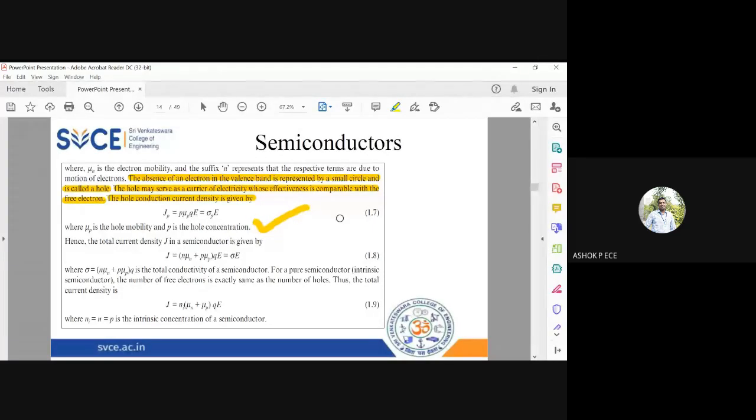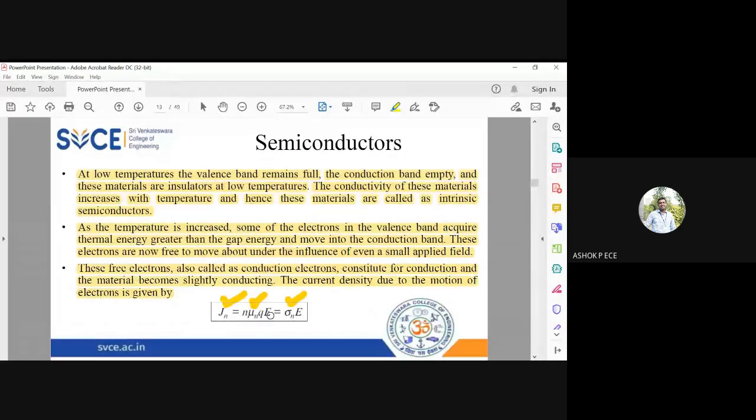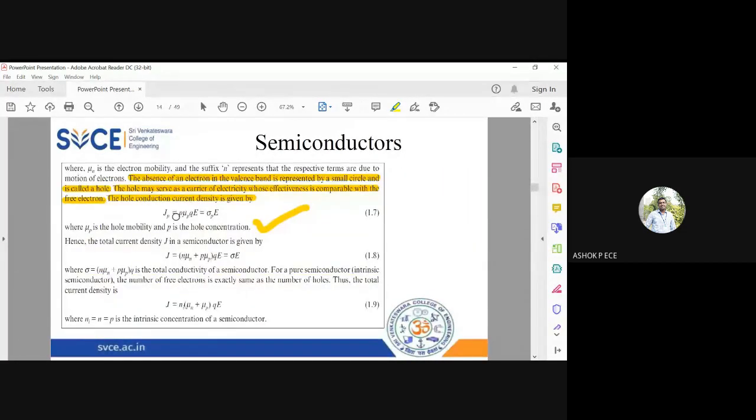Now in a semiconductor, remember you have conduction because of electrons as well as holes. So both electrons and holes contribute to what is called the total current. The total current density J is given by adding both, so J is Jn plus Jp. What is Jn? n into mu n into q into E plus p into mu p into q into E. q into E is common, take it outside. So you get n into mu n plus p into mu p, into qE. And I know that J is equal to sigma E. So this entire term becomes equal to sigma.